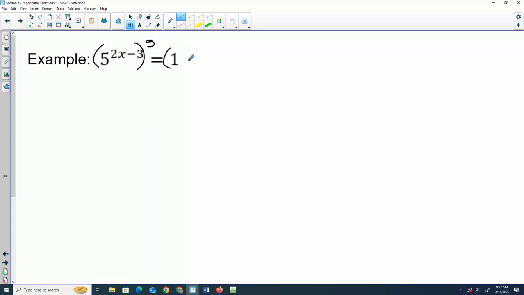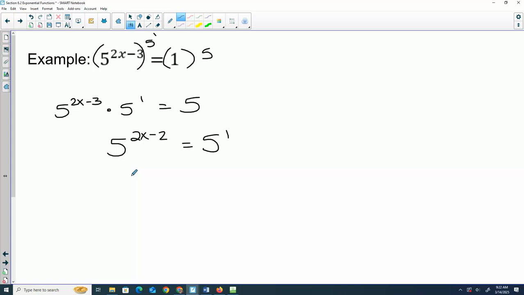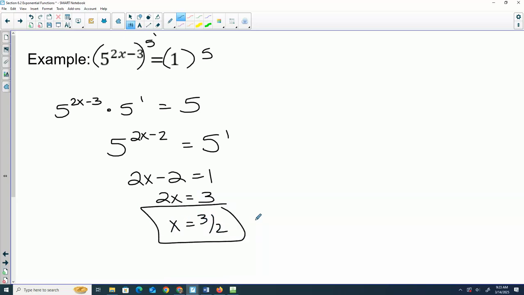So he suggested, what if you multiply by 5 on each side? Okay, 1 times 5 is 5. Over here, this is like a 5 to the first. So if you are multiplying those, what do you do with their exponents? Add them. So we get 5 to the 2x. -3 plus 1 is -2. This is like 5 to the first. So then you can set your exponents equal. And that absolutely works. Nice job.